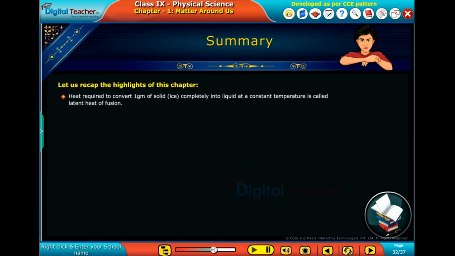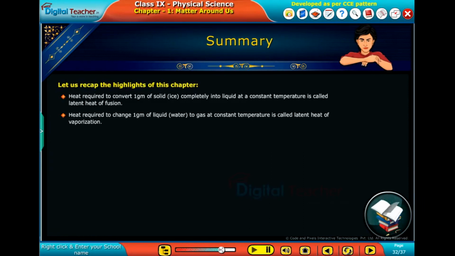Heat required to convert 1 gram of solid, that is ice, completely into liquid at a constant temperature is called latent heat of fusion. Heat required to change 1 gram of liquid, that is water, to gas at constant temperature is called latent heat of vaporization. The pressure and temperature determine the state of a substance, whether it will be solid, liquid, or gas.